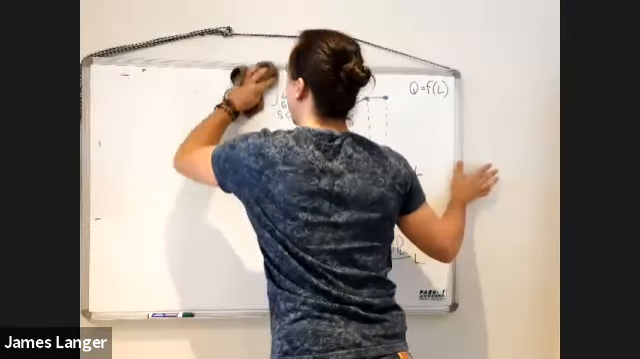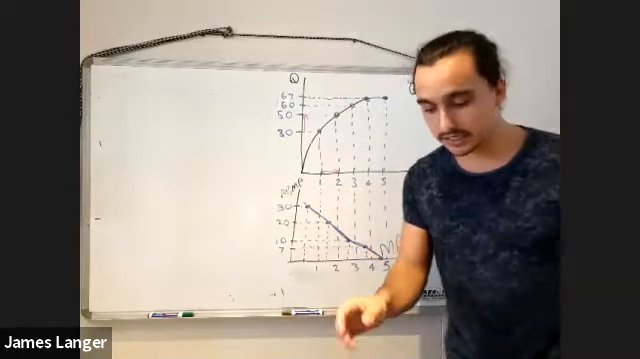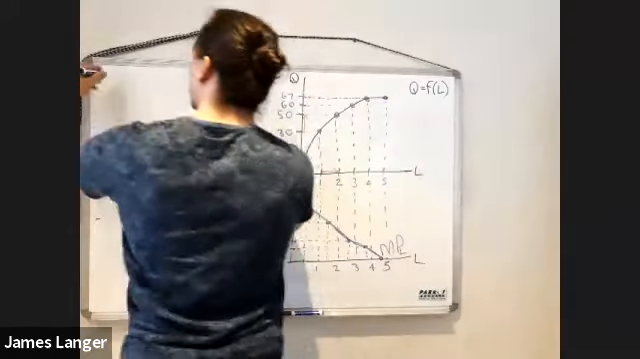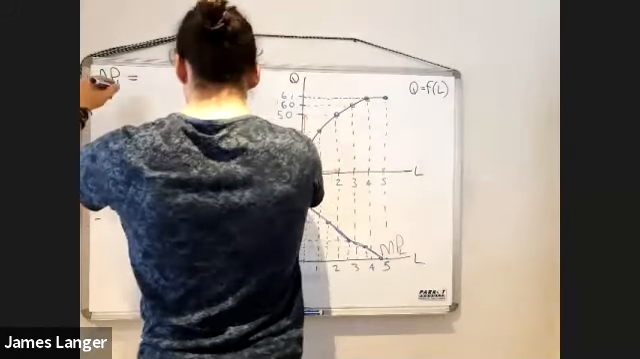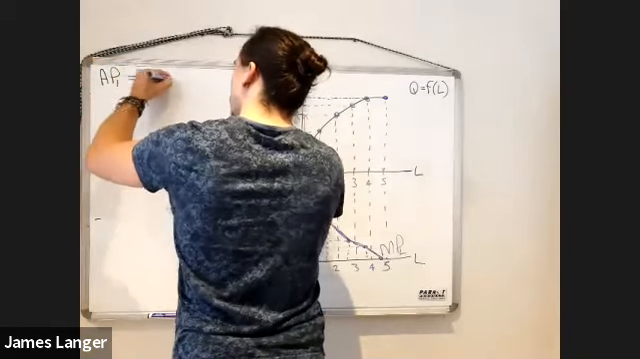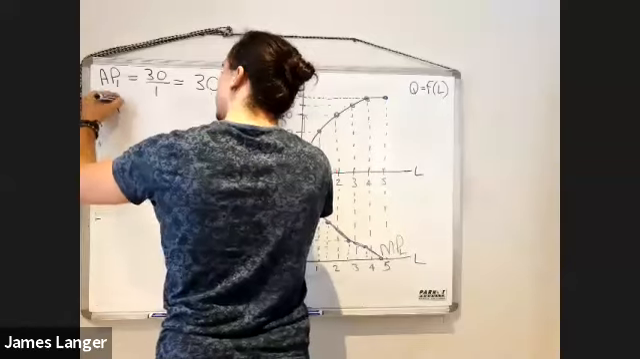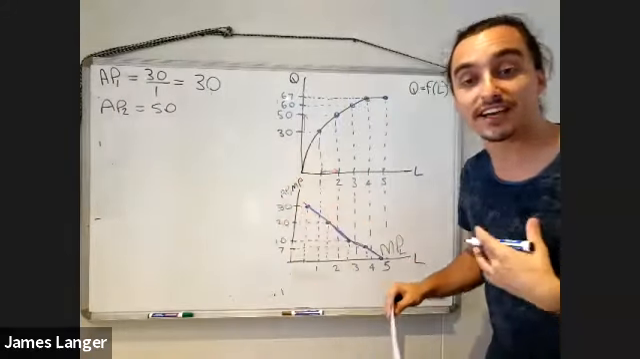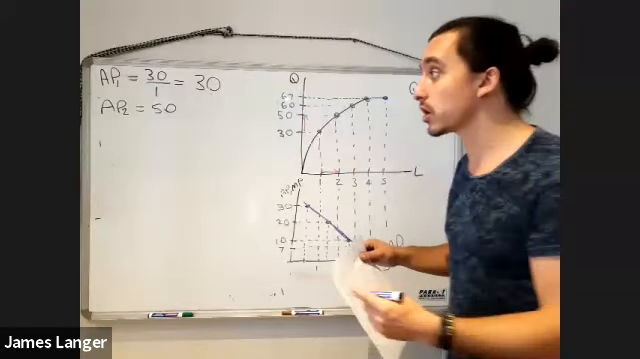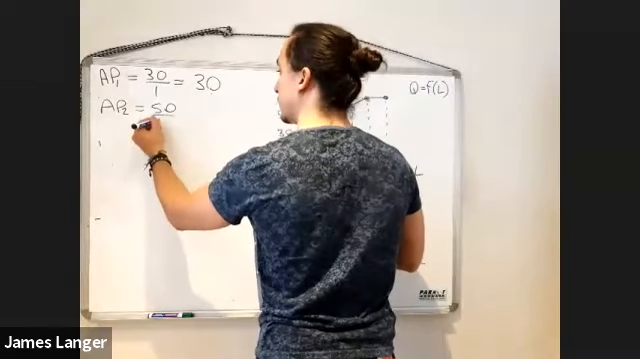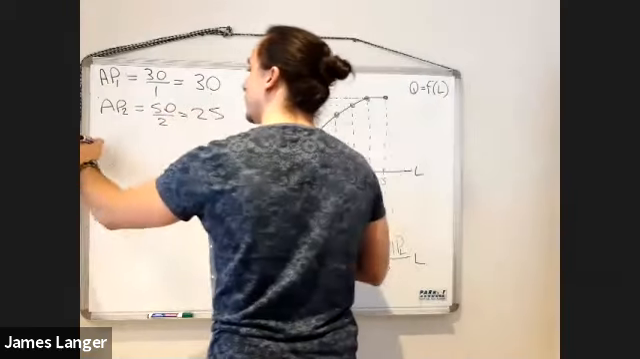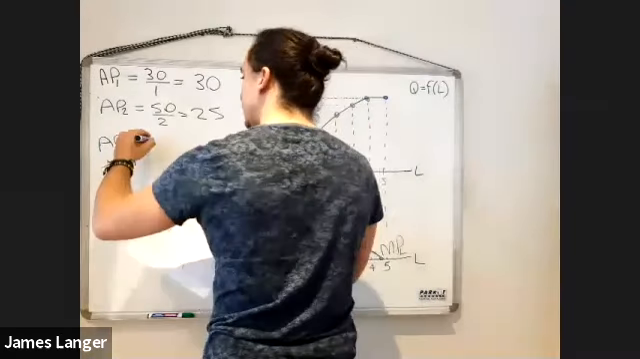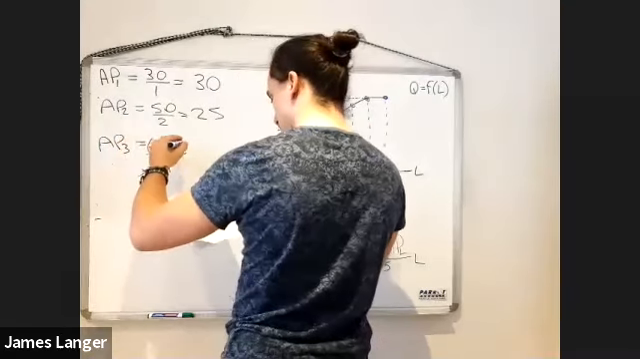So now we can calculate the average products as well, which I'm going to do quite quickly. So we can see that the average product of the first worker would be equal to 30 over 1, which is equal to 30. The average product when we have 2 workers is equal to 50 divided by 2, which is equal to 25. The average product of 3 workers is equal to 60 divided by 3, which is equal to 20.